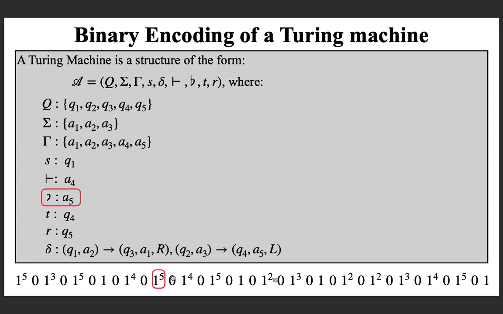Then after the next 0 you have the accept state. You are saying that the 4th state here, Q4, is the accept state. Then after a 0 you have the reject state.